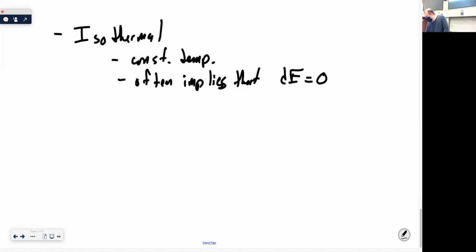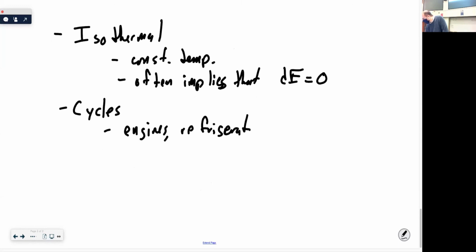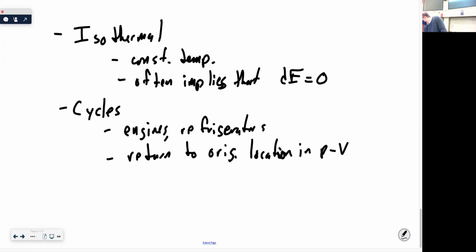The other thing we're going to talk about is cyclic. We'll talk about some cycles, things like engines and refrigerators. So basically, you go through a path on a PV diagram and return to where you started from. That's a cyclic process. Return to original location in the PV diagram.